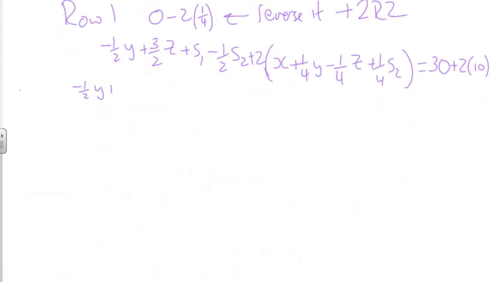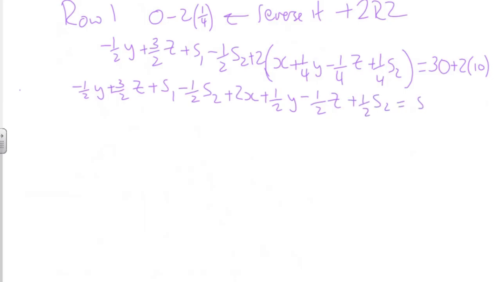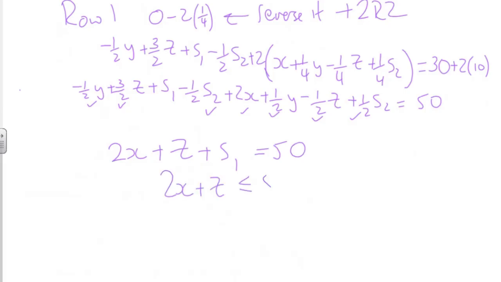So I've got minus a half Y, 3 over 2Z, plus S1, minus a half S2, plus 2X, plus a half Y, minus a half Z, plus a half S2 is equal to 50. Right, so what I've got for X is then, I've got 2X, I've got no Y, I've got one lot of Z, I've got S1, S2 disappears, is equal to 50. So then 2X plus Z must be less than or equal to 50, and that's my second one.